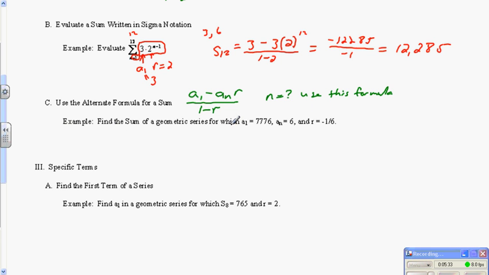Find the sum of a geometric series in which you know a sub 1, a sub n, and r. If you plug that in, we get s sub n equals a sub 1 minus a sub n times r, all over 1 minus r. That will give us 7777 over 1 1/6, because negative 6 times a negative 1/6 is positive 1. That's all we've got, 7777, and that will give us 6,666.